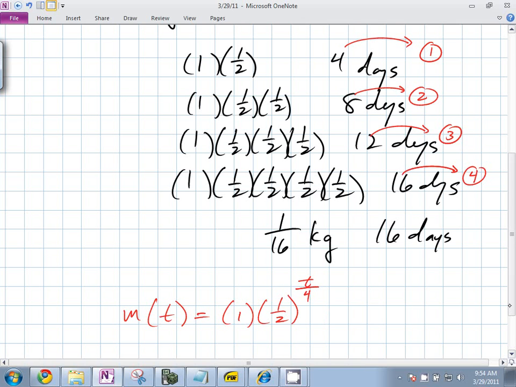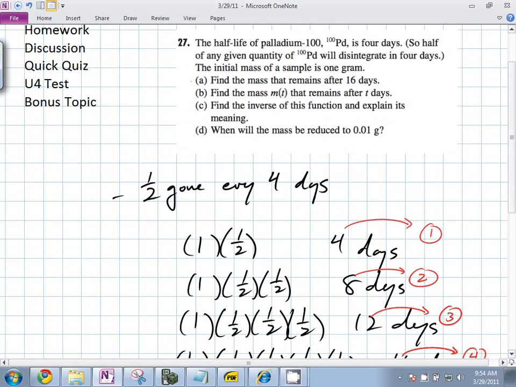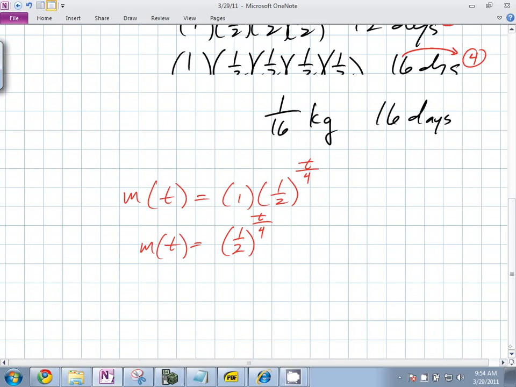What can you get rid of? What number there can I just not write? 1. So the mass after T days is going to be 1/2 to the T over 4. Exactly. So that's B. Find the inverse of this function and explain its meaning. Again, I ran you up against a wall to see if you'd actually go anywhere with this.